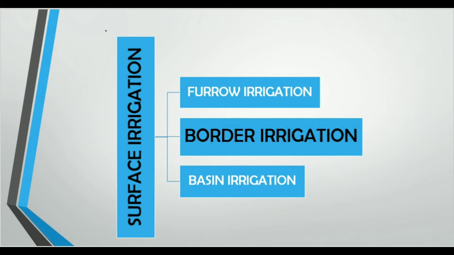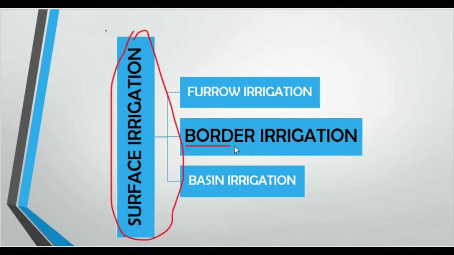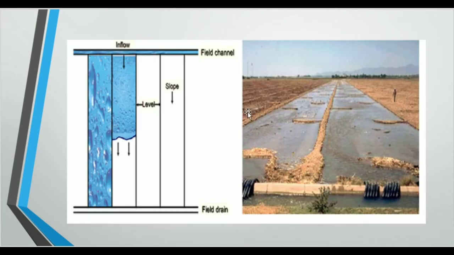We all know that irrigation has different types. We have surface, subsurface, sprinkler, and drip irrigation. But in this presentation, we will be focusing only on surface irrigation, particularly border irrigation. In this figure, we will be able to see how border irrigation works. And this is the actual photo of border irrigation for you to visualize what border irrigation is all about.